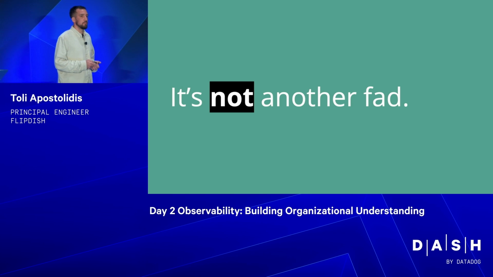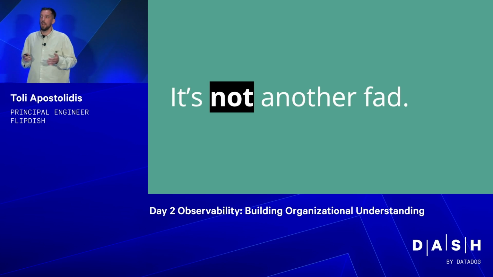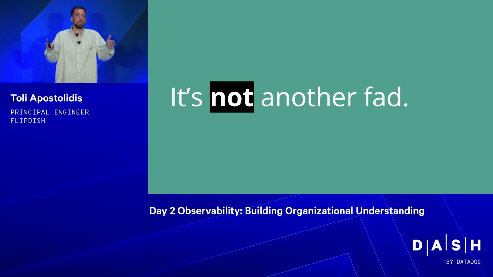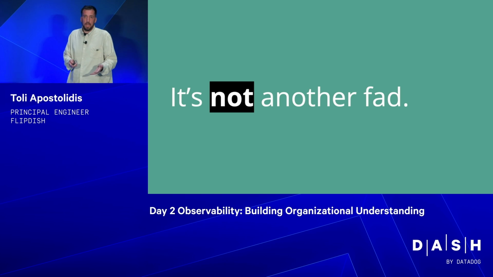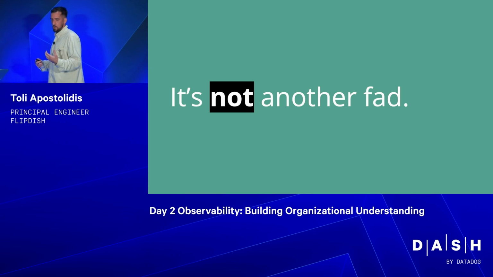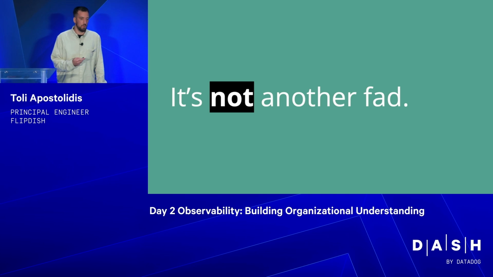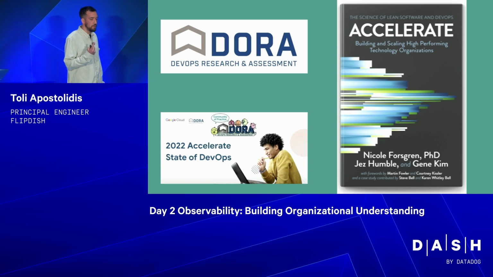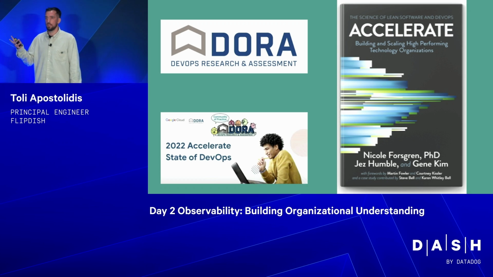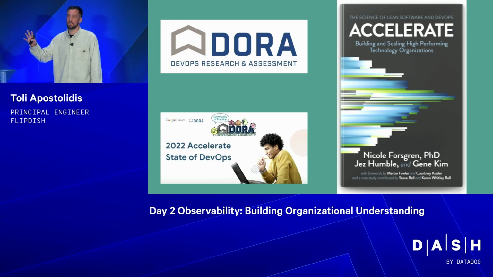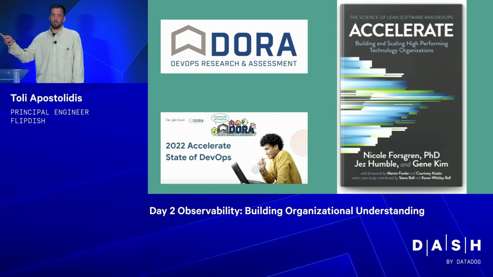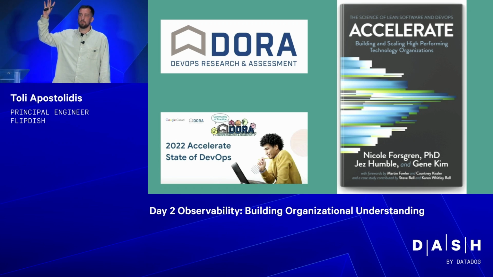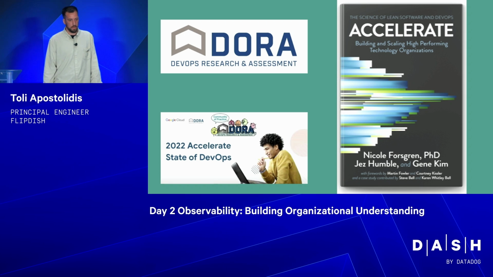The second point I want to make before I move on is, it's not another fad. There are, say, LLMs, for example, they still have to prove themselves, or blockchain. Observability, in my opinion, is here to stay, and I want to give you three arguments of why I think that. The first one is DORA. So again, quick show of hands. Have you heard of DORA and know what DORA is? Great, perfect.